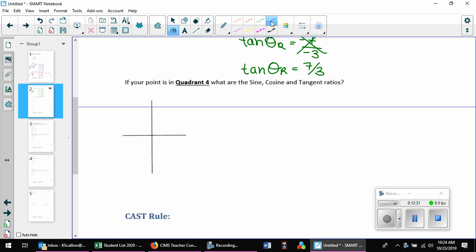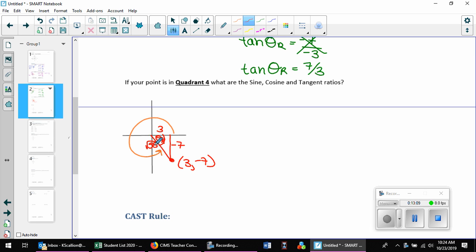I don't know what colors I've used. I'll go red this time. Okay, so for measurement's sake, we're going to use the same points. It's going to be a +3 and a -7 this time. My theta reference is right there. My real angle will start here and go all the way around to there. I know that my triangle will be a +3, a height of -7. Doesn't that sound weird to say? A height of -7. Maybe a depth of -7 sounds better.